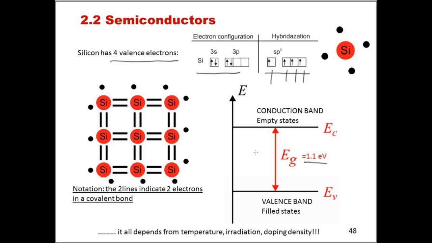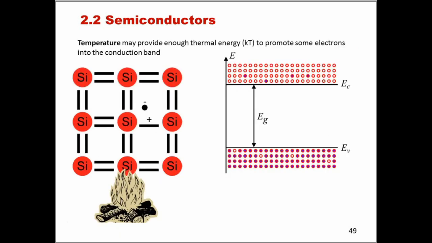In the next few slides, we will remind ourselves of some fundamental results aimed at explaining why temperature, irradiation, and doping change all these things. The first one is quite simple. So why is temperature important? Temperature is important because if you increase temperature, electrons that are in the valence band can acquire enough energy to jump into the conduction band. So as simple as that.